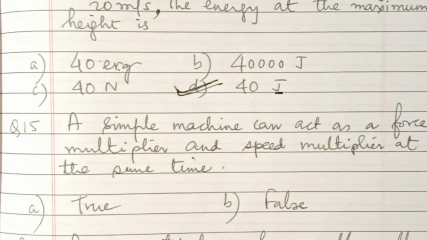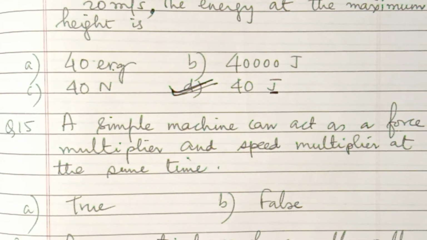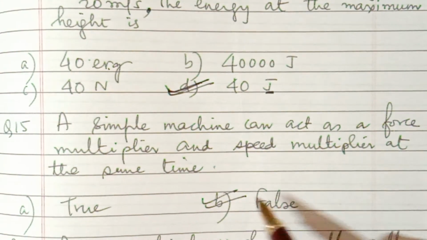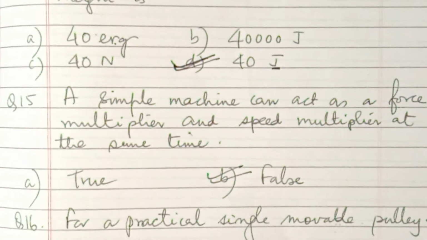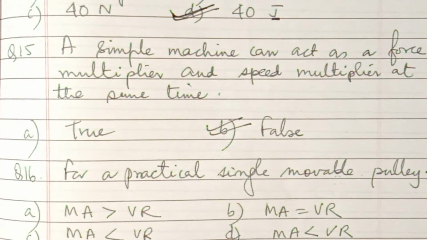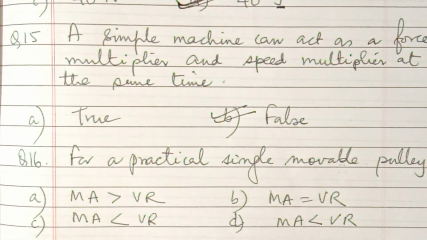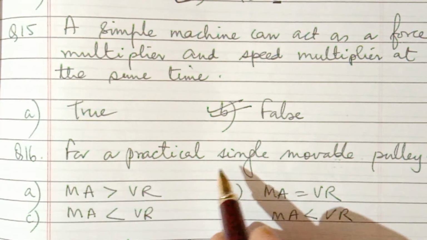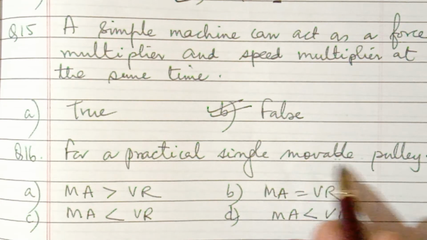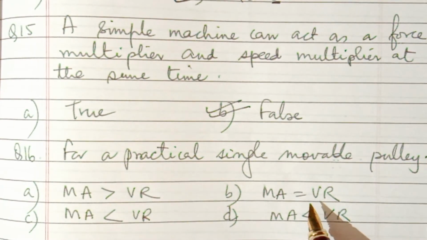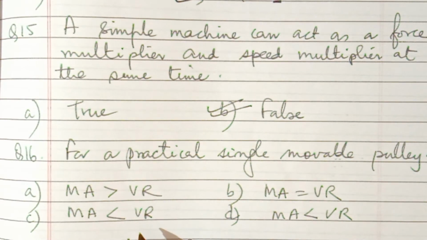Next, a simple machine can act as force multiplier and speed multiplier at the same time. This is false. Either it will act as force multiplier or as speed multiplier, not together at the same time, because velocity ratio is fixed. Next question: for a practical single movable pulley, MA is greater than VR, MA is equal to VR, MA is less than VR.